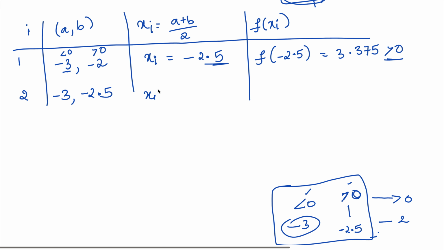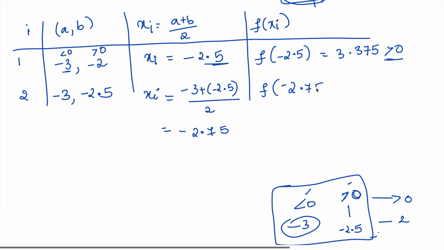Now what is xi? Xi is minus 3 plus minus 2.5 divided by 2, which gives us minus 2.75. Now what is f of minus 2.75? It's minus 0.797. This is again less than 0.